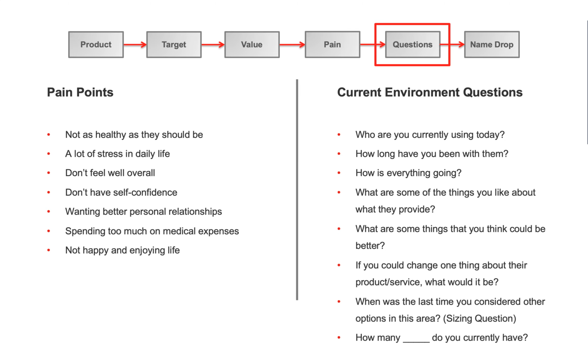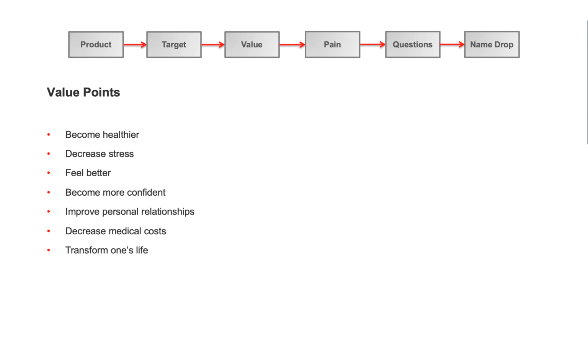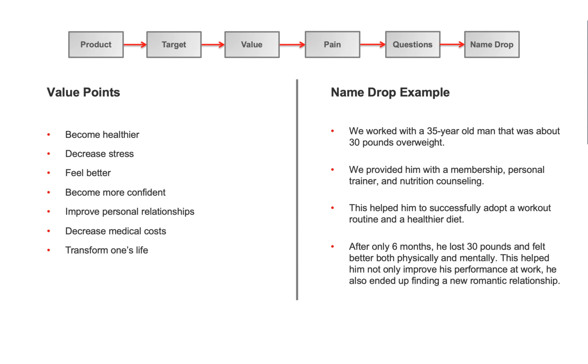And here are some standard current environment questions. You could just copy these and modify your list of current environment questions. Current environment questions are questions that help you to understand what's going on with that particular person. And you can use your value points to try to think of name drop examples. So if you help in these different ways, try to think of a customer example that you delivered that helped to, and that can help you to create a name drop example.